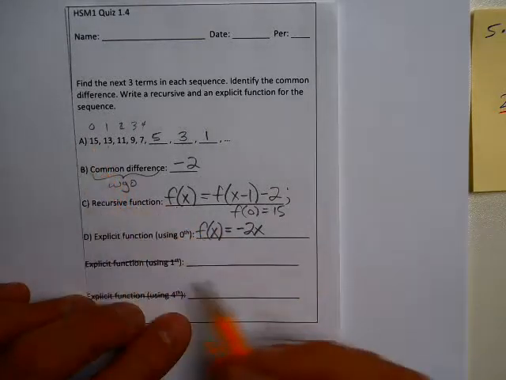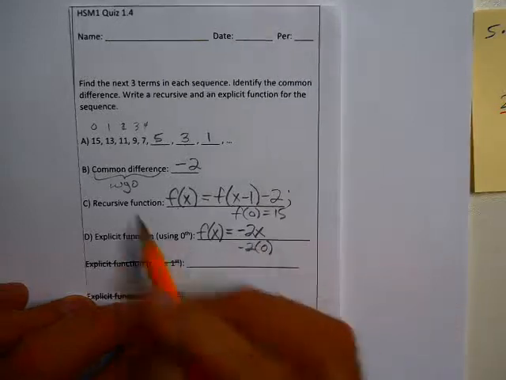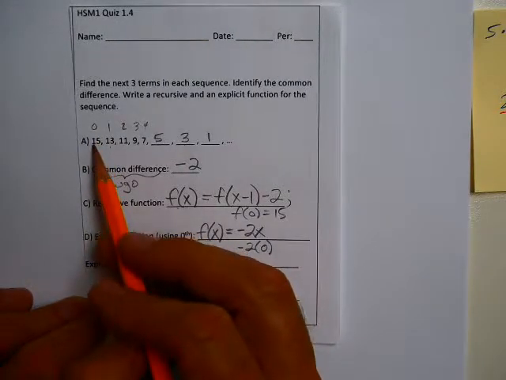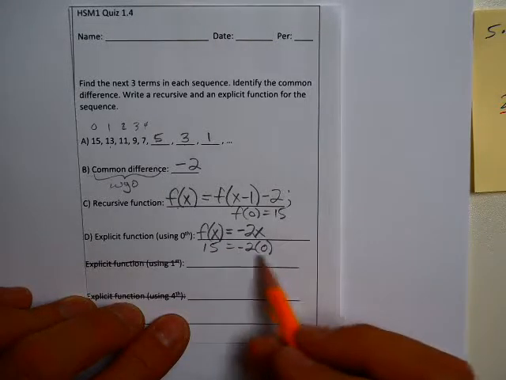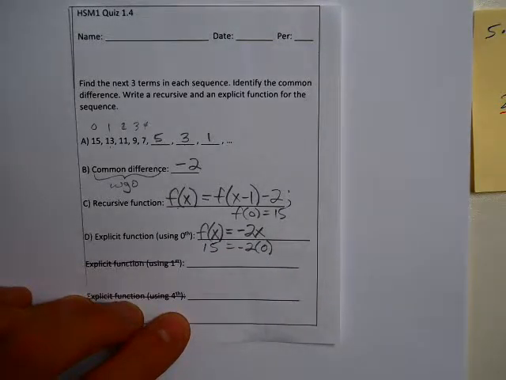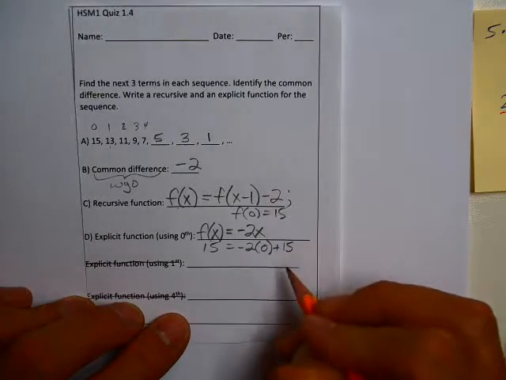Now I have to check and make sure that that's going to work. So I take and I plug in one of my points. If I go negative 2 times 0, that's the 0th term right here, that has to equal 15. Well, negative 2 times 0 doesn't equal 15. So I have to make an adjustment. So in this case, my adjustment can be plus 15.